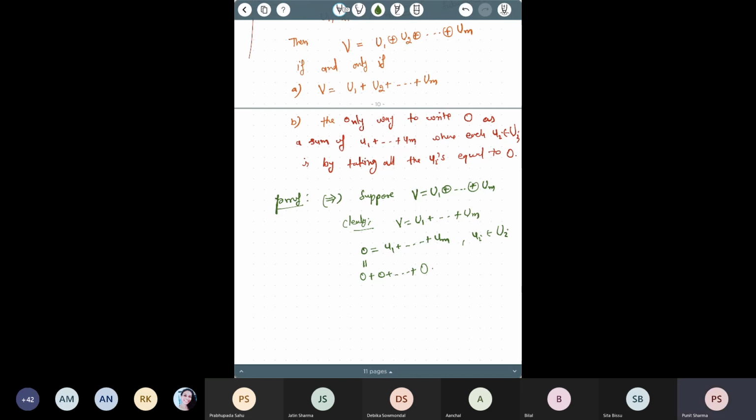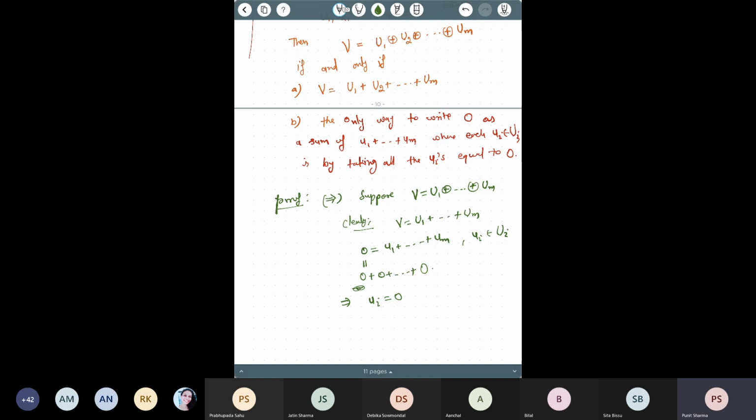Since we know that V is the direct sum, by definition every vector has to have a unique representation as a sum of vectors from these subspaces. Now here, 0 can always be written as a sum of zeros, so 0 plus 0 plus 0 and so on up to m times. And if we write 0 as u1 plus u2 and so on up to um, then this gives us two ways, but that is not possible because V is the direct sum. So this implies that each of these ui has to be 0.